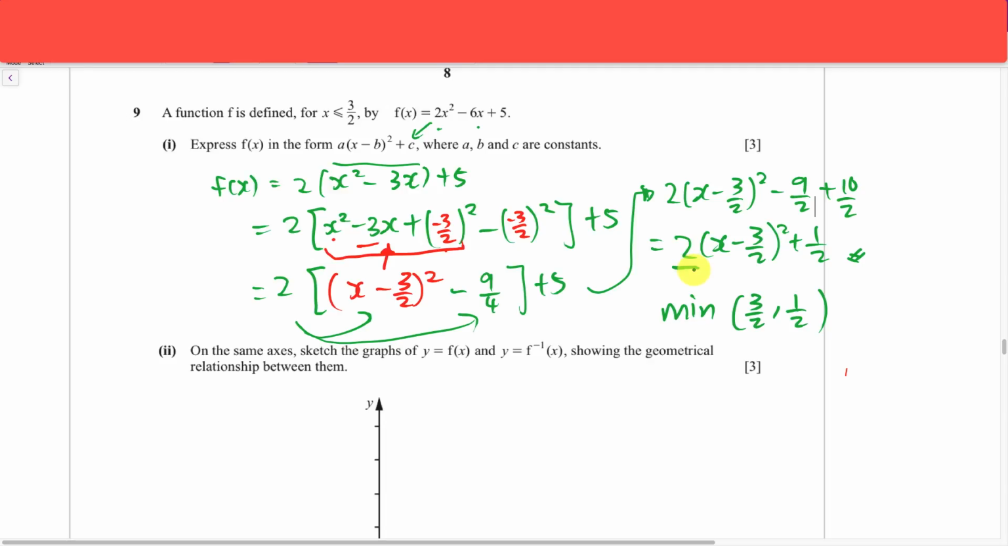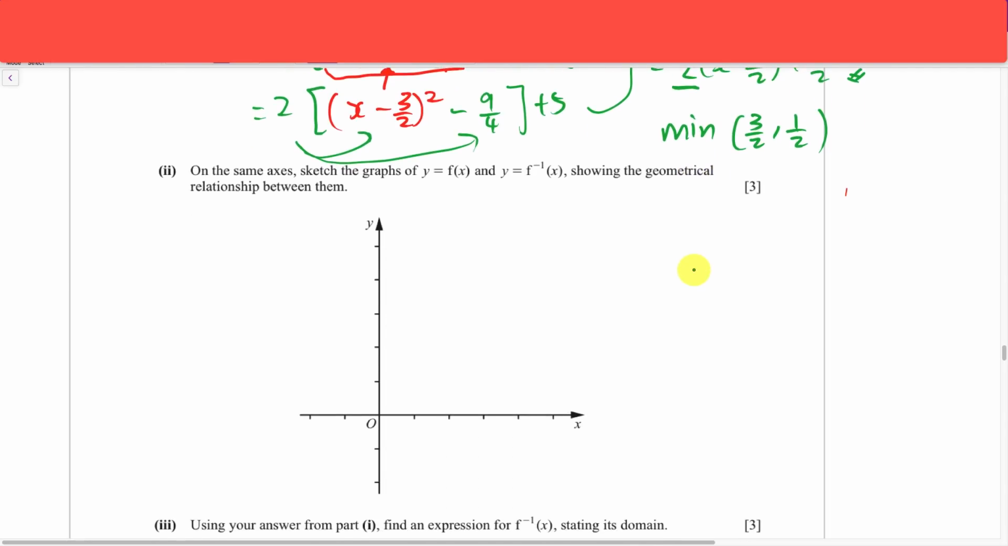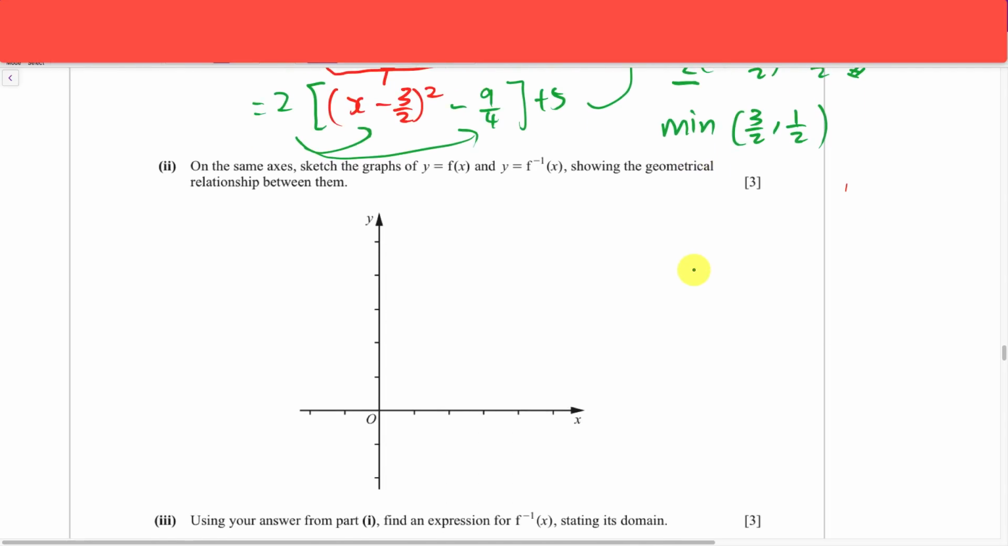Because the A value is positive. Alright, then they will ask you to sketch the graph, and sketch this one and show the geometrical relation of them. Whenever I want to sketch a function which has an inverse, because an inverse can only support, I mean, it can only allow the one-to-one function.